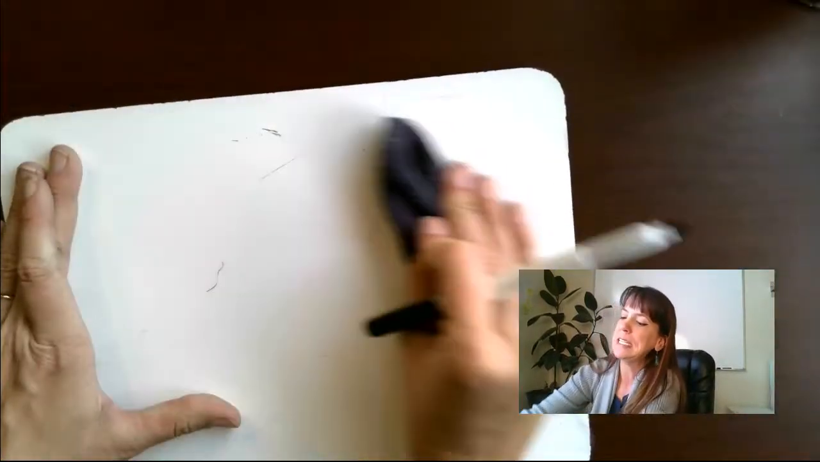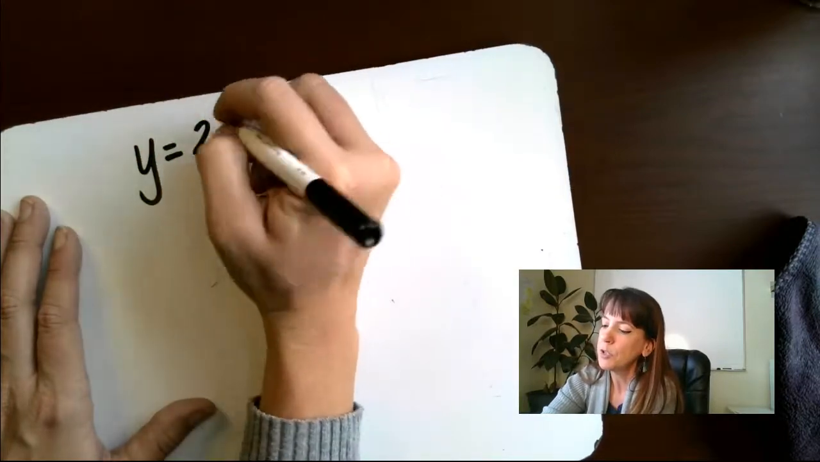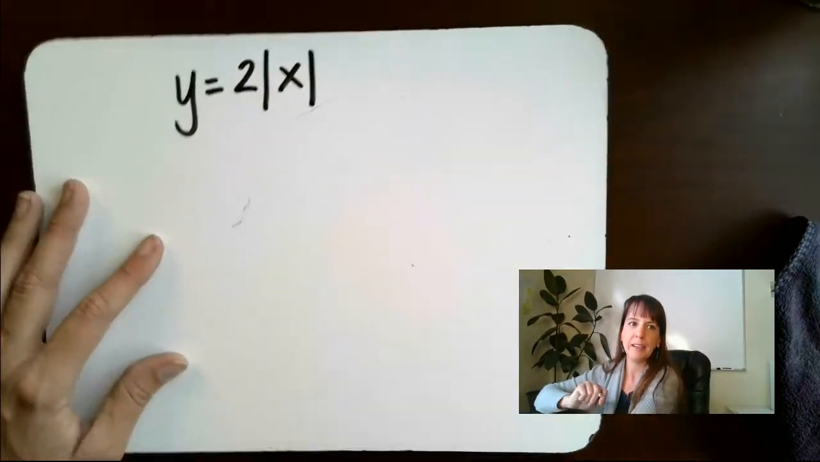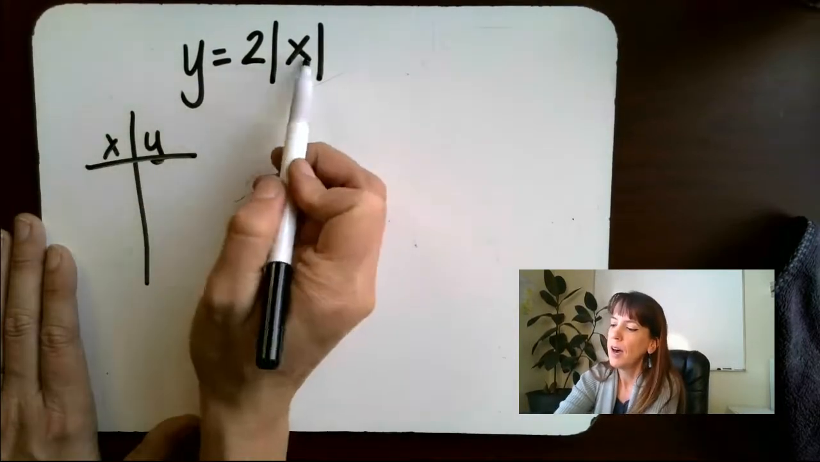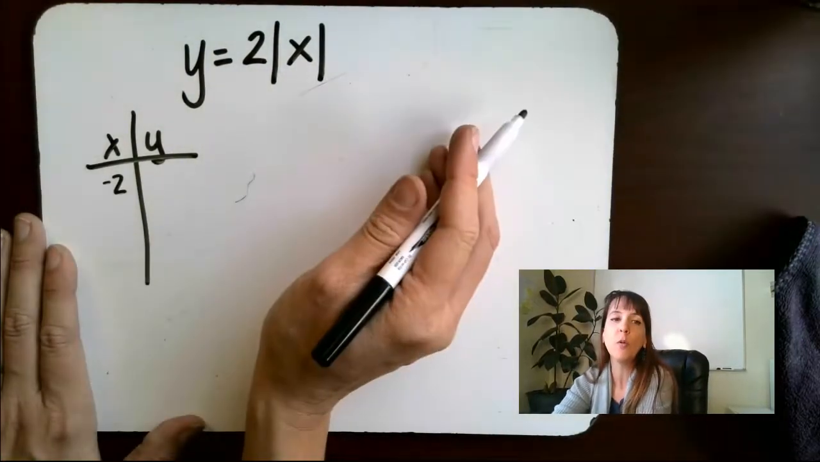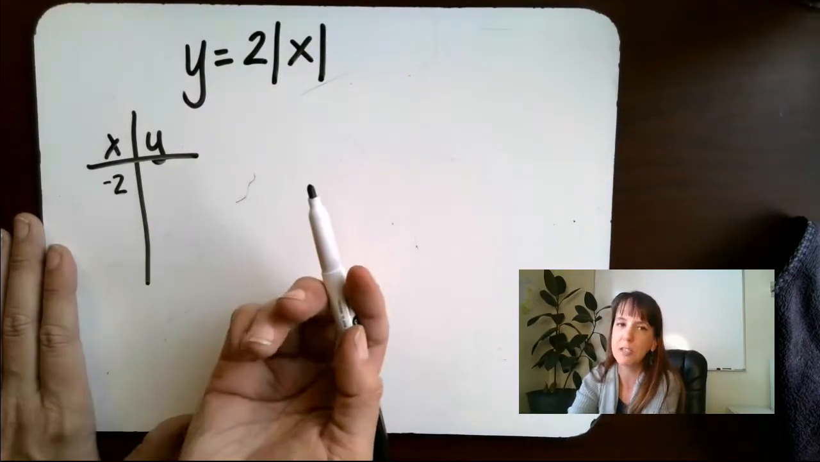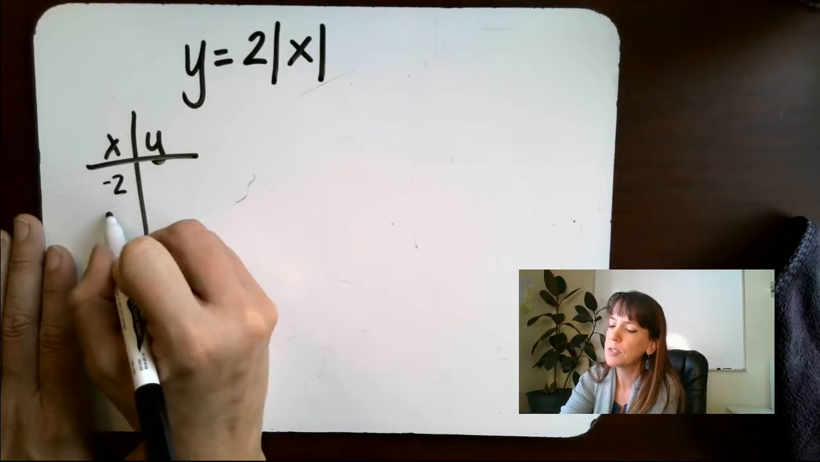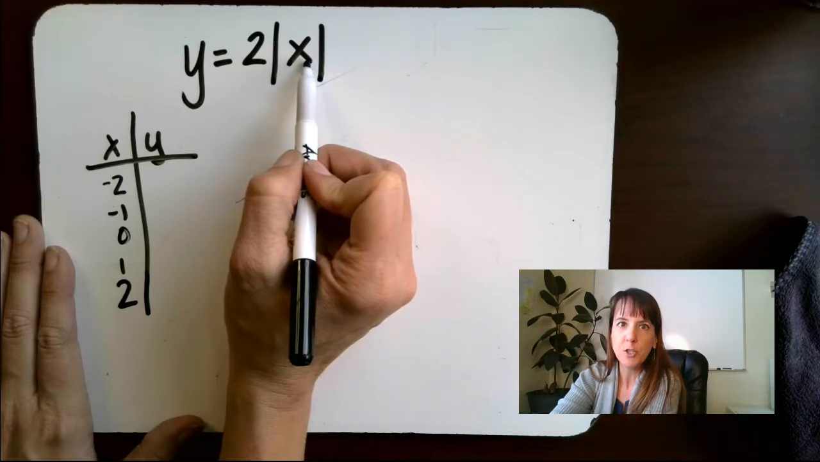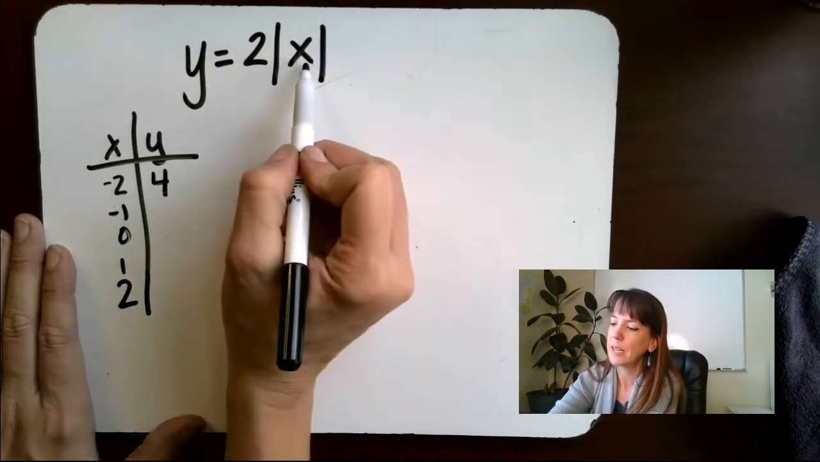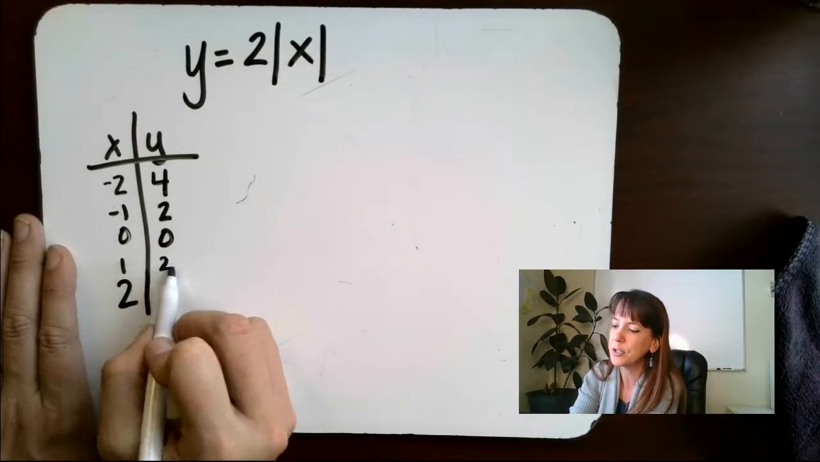Let's apply that same idea to our absolute value. So we have 2 absolute value of x. Let's do an xy chart so we can figure out how this works. We've got negative 2, so I know that our vertex, because I don't have a plus or minus inside here or up here, is going to be at 0. So we're going to just use these points so that you can see. Negative 2 would be 2. 2 times 2 is 4. Negative 1 would be 1, so that's going to be 2. 0 is 0. 1 is 2, and 2 is 4.